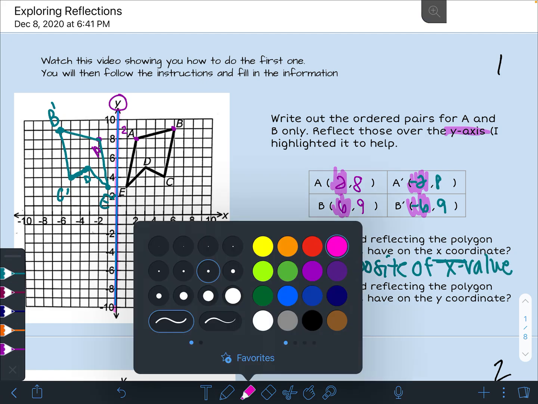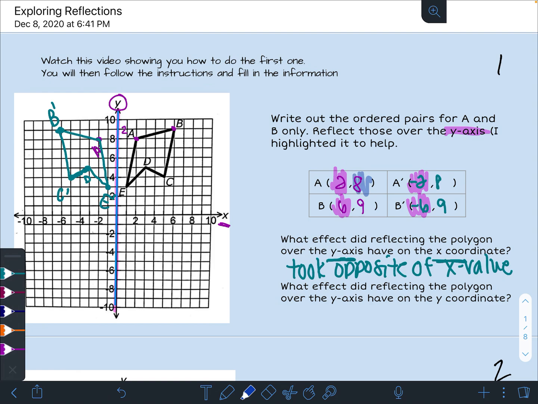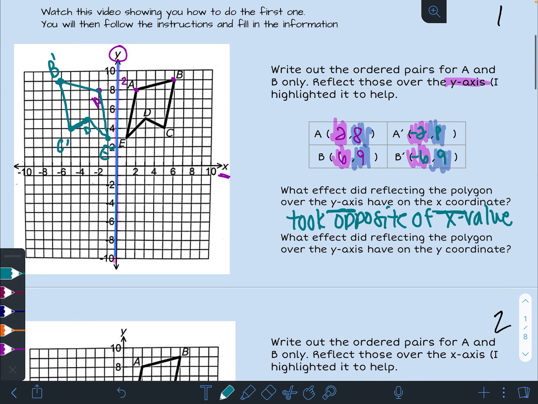Then if I look at my y values, I have an 8 and my 8 stayed the same. I have my 9, it stayed the same. So really there was no effect. It stayed the same. It didn't change.